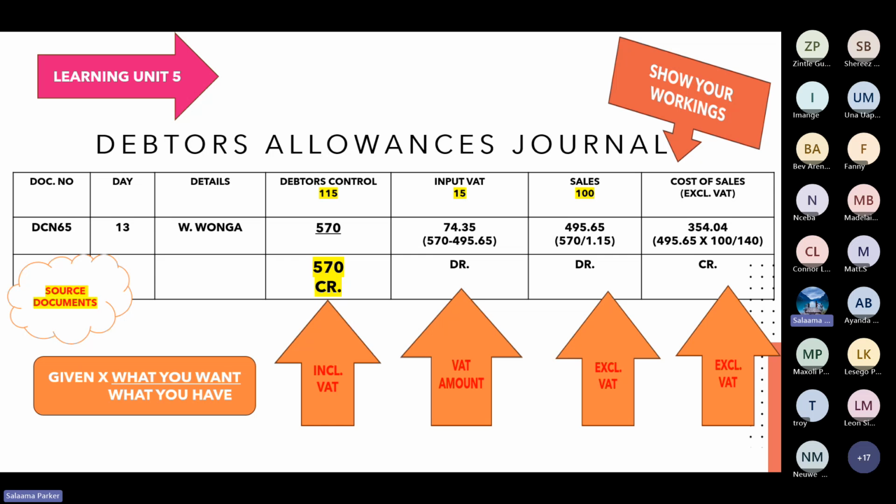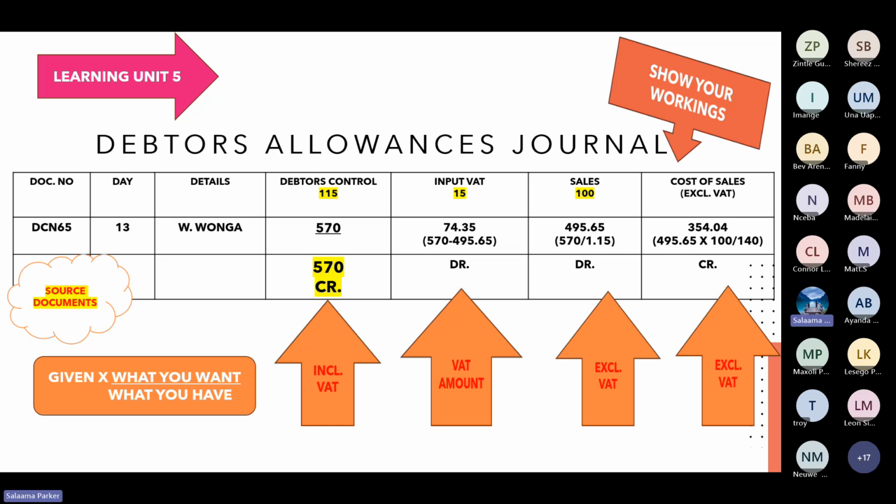Okay, right. And again, on your answer sheet, no one is stopping you from writing this, guys. You can write this also on your answer sheet so that you can remember that into debtors control will be the inclusive amount, into the VAT column will be the 15%, and into the sales will be the 100%. Okay.